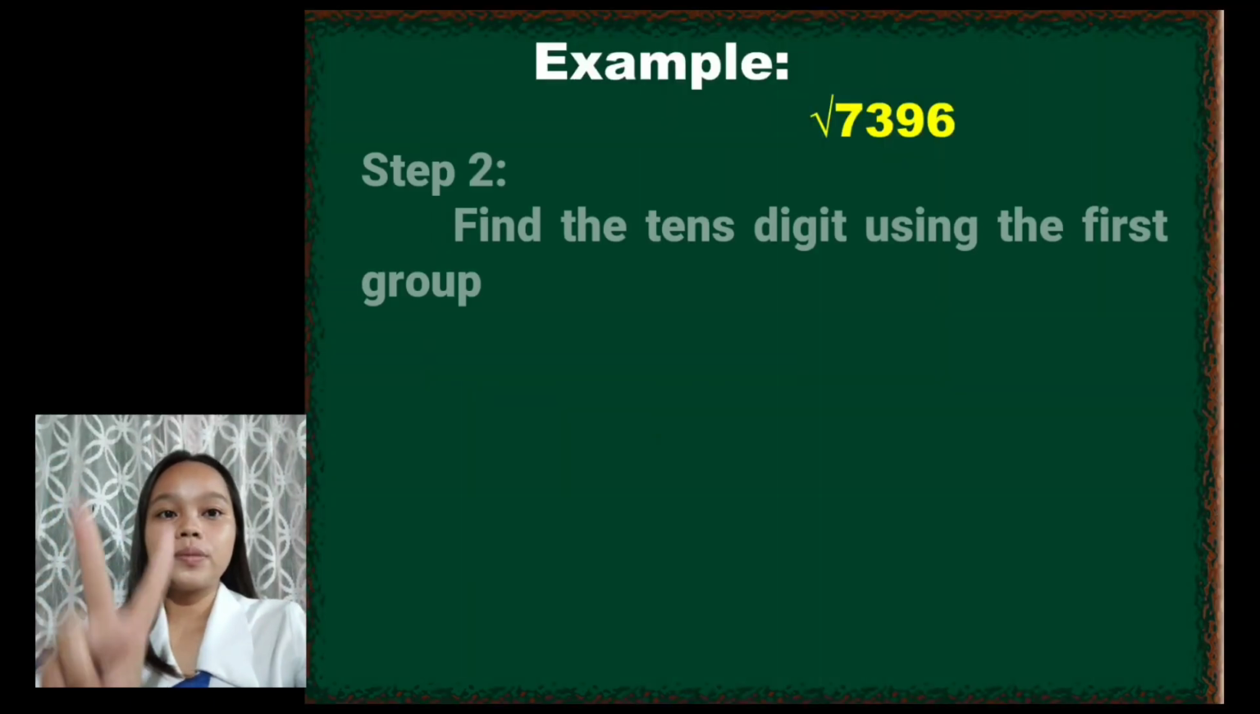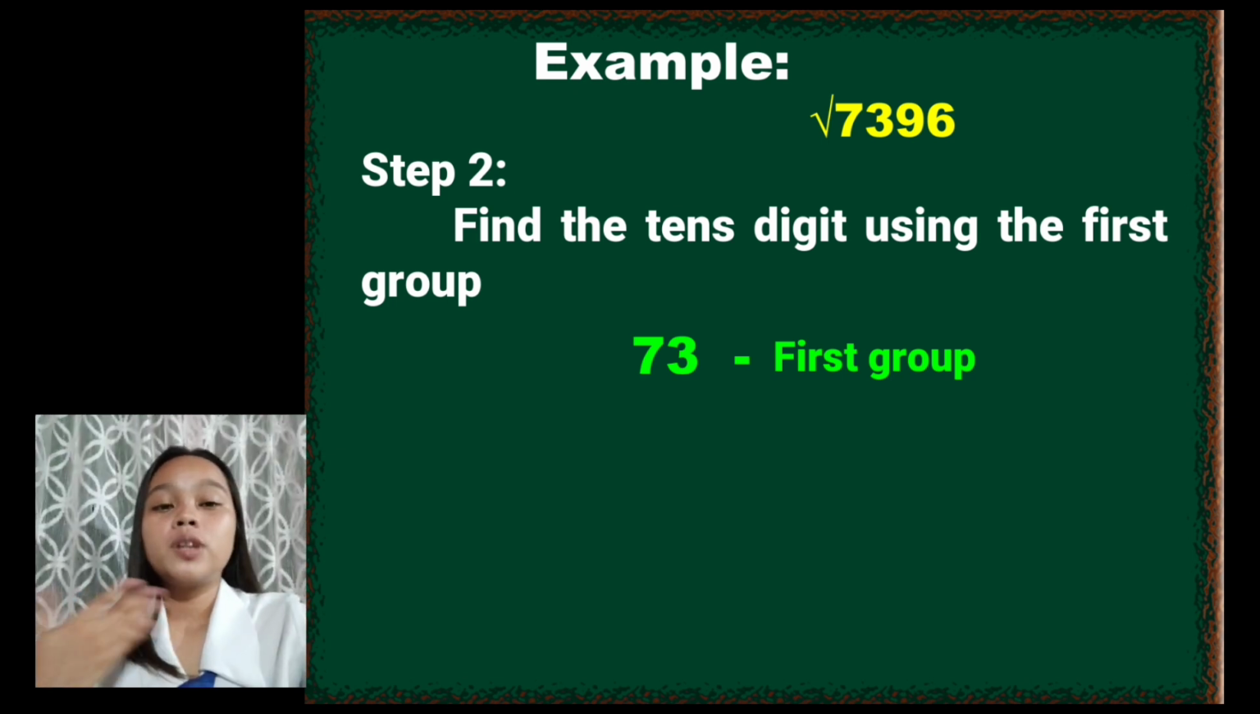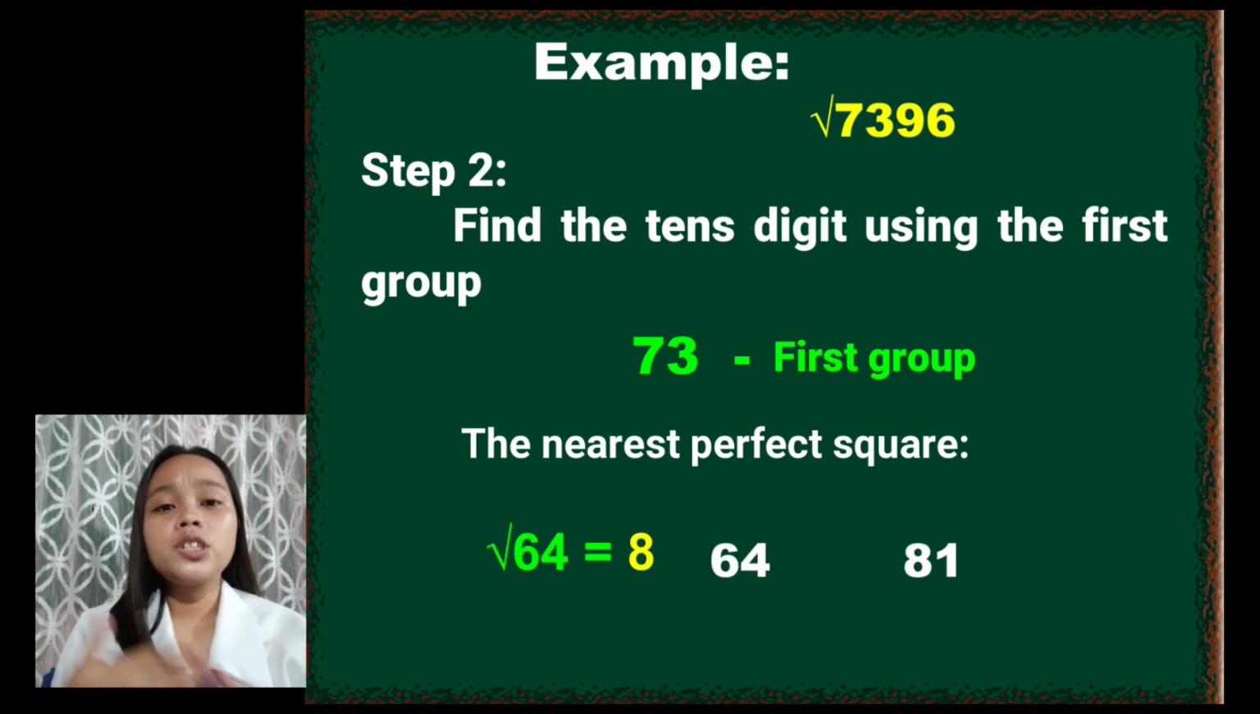Step 2. Find the tens digit using our first group. Since 73 is our first group, we will find the nearest perfect square from our basic perfect squares from 1 to 100. So the possible nearest perfect squares are 64 and 81. We will choose 64 because 81 exceeds our first group. So the square root of 64 is equal to 8. So the tens digit is 8.